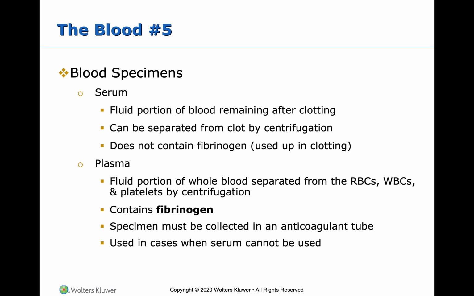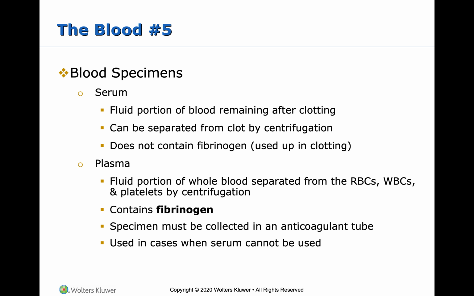So if it were me, I would use a PST or a plasma separator tube, because with your serum tubes, you have to wait for that blood to clot before you can spin it down, and that might take up to 30 minutes. So if it can be done on plasma, I'm going to do it on plasma rather than on serum, because it can be spun down right away. I don't have to wait for it to clot, because it's not going to clot. It's got an anticoagulant in the tube.